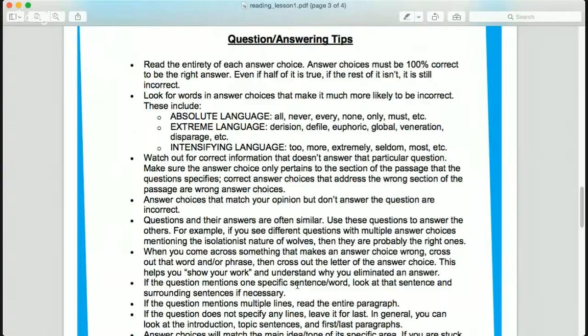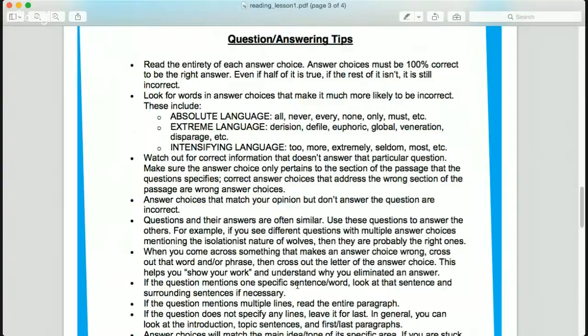Look for words in answer choices that make it much more likely to be incorrect. These include absolute language, which includes words like all, never, every, none, only, must, etc. Extreme language: derision, defile, euphoric, global, veneration, disparage, etc. Or intensifying language: too, more, extremely, seldom, most, etc. Generally, if the passage doesn't state that something is one of these words directly, it is most likely incorrect.